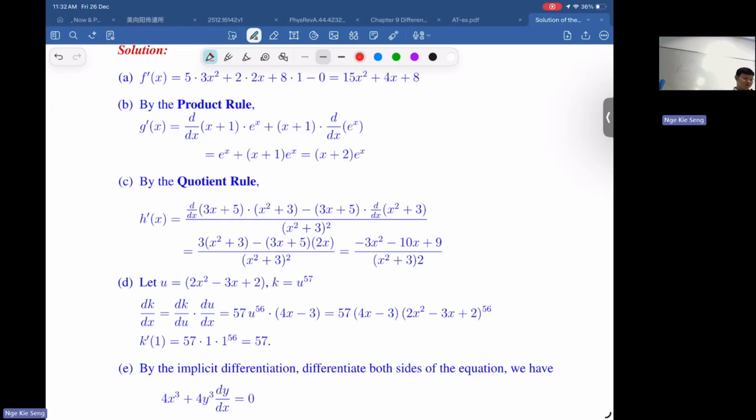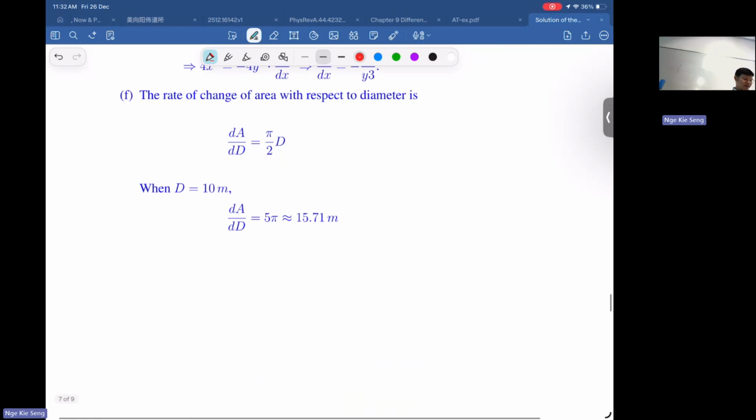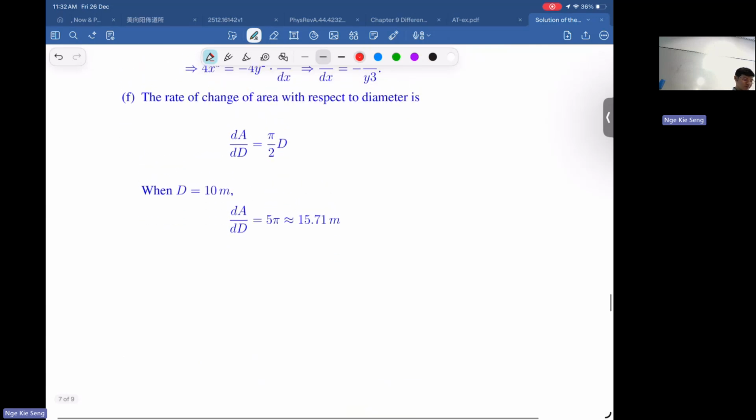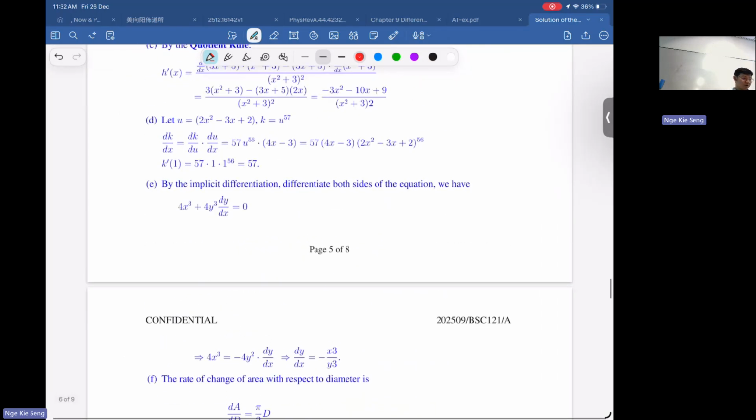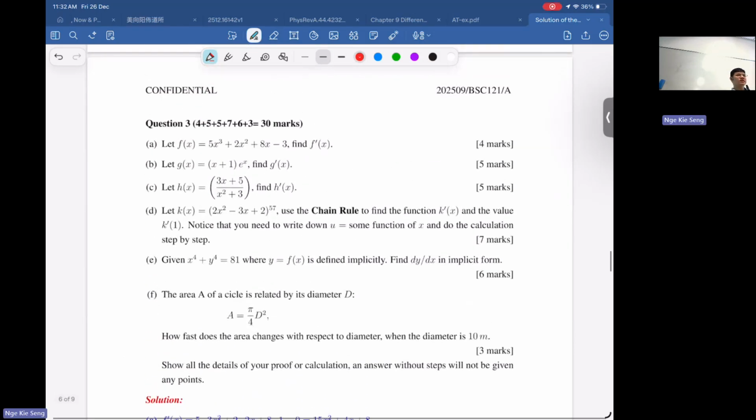So basically all the rules are tested for you. And then E is implicit differentiation, quite straightforward. I think for F you need to be careful a bit. What do you need to do in F? Basically you just substitute the value into your derivative. I think question 3 is straightforward. What do you think? Is it hard? Not hard. Straightforward.